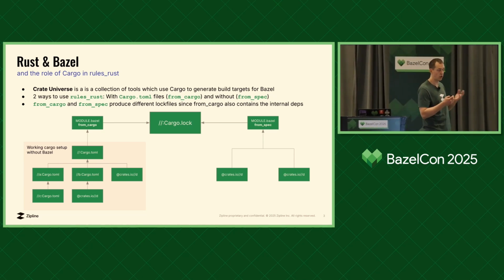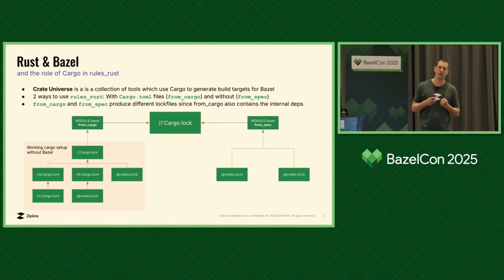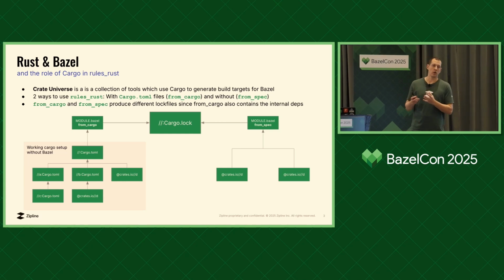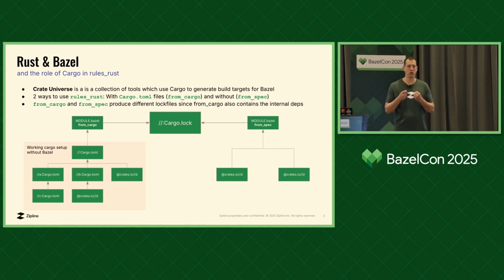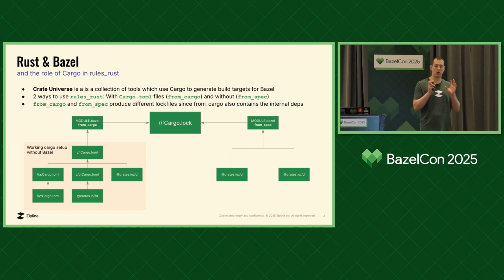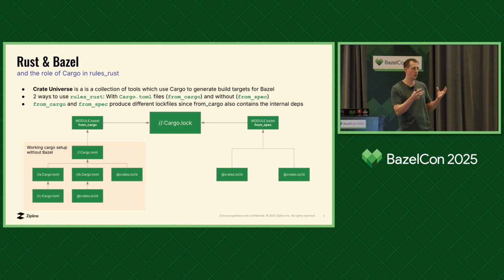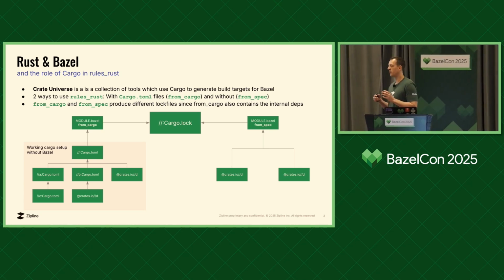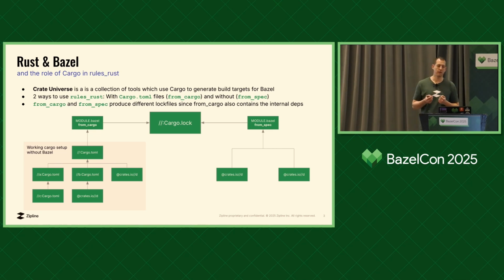If you're using Rust with Bazel, you probably will use rules_rust, and with that a thing called crates_universe, which is a collection of tools that use Cargo to generate Bazel targets. Now you have two ways to use Rust and Bazel. There is a thing called from_cargo, so you basically take the entire Cargo workspace as is, including all the cargo.toml files, and connect that with Bazel. And the other is from_specs, where we get rid of all the cargo.toml files, and we only declare our third-party dependencies in a MODULE.bazel file.